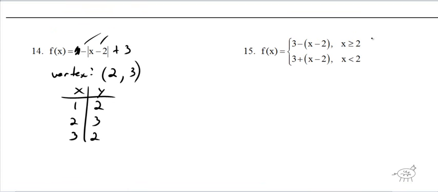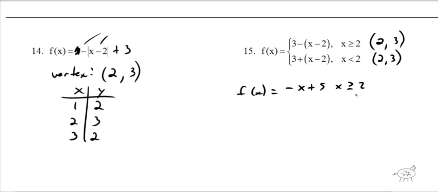Let's look at some values here. The first thing I want to do is get some points. So 2 comma, I put 2 minus 2 is 0, 3 minus 0 is 3. And I put a 2 in here. 2 minus 2 is 0, 3 plus 0 is 3. So 2, 3, and then look at the slopes. For the first one, it's 3 minus parentheses. So if I actually simplified that, and let me do that, I get negative x plus 5. If I distribute the negative, that's when x is greater than or equal to 2.